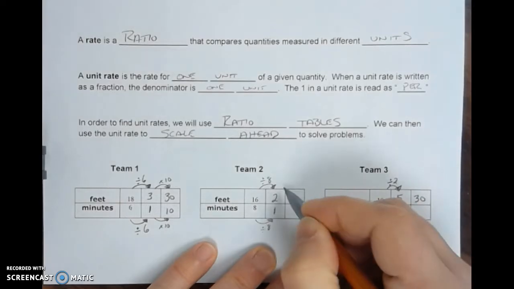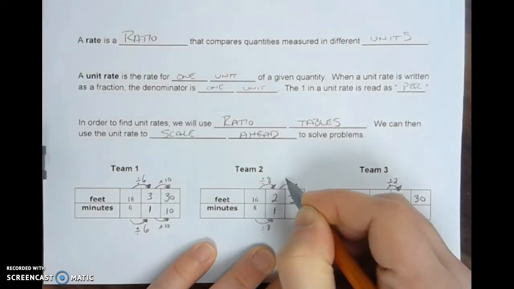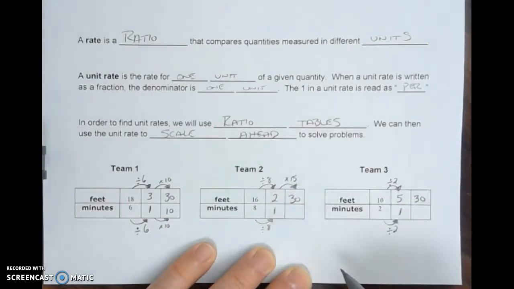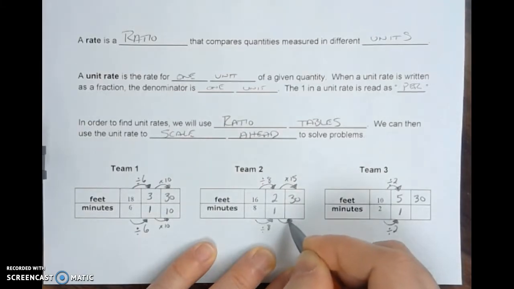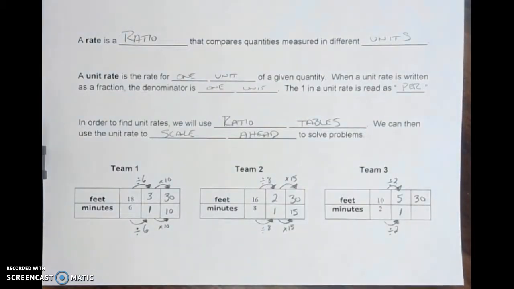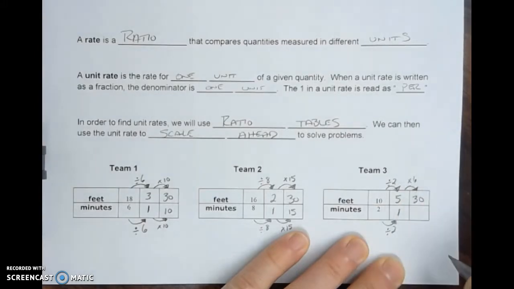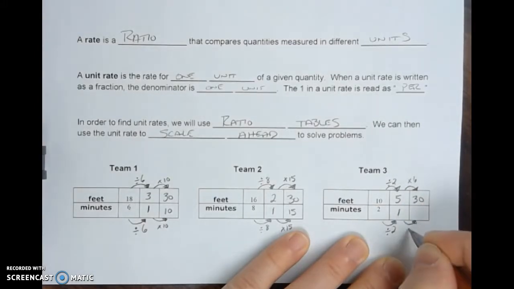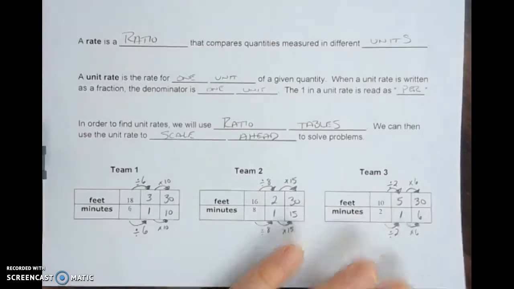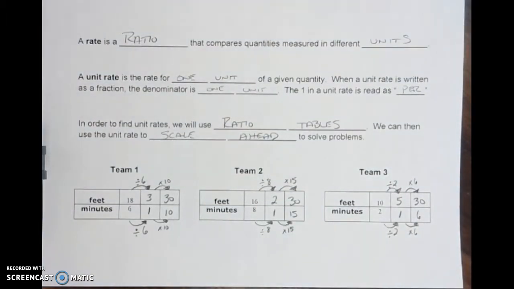For Team 2 turtle to go from 2 to 30, we're going to have to multiply by 15. We'll do the same thing to the number of minutes. 1 times 15 is 15. So this turtle is going to take 15 minutes. And then for team 3 turtle, to go from 5 to 30, we'll have to multiply by 6. Do the same thing to your number of minutes. 1 times 6 is 6. Team 3 turtle's going to take 6 minutes to run the race.